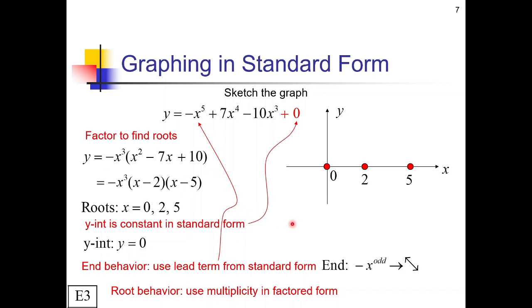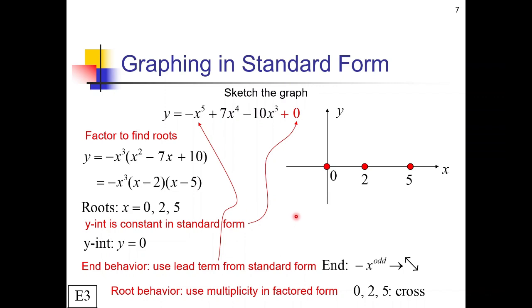So based on our discussion of multiplicity on the last slide, pause the video and see if you can figure out for 0, 2, and 5 whether we should be crossing or bouncing at each of those spots. All right, do you think you have it? Well, since these all come from odd factors, we have third power, this is an invisible first power, another first power. Since these are all odd factors, that means that we are going to be crossing for all of these.